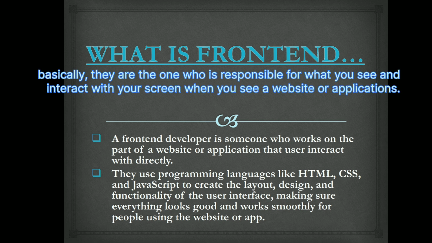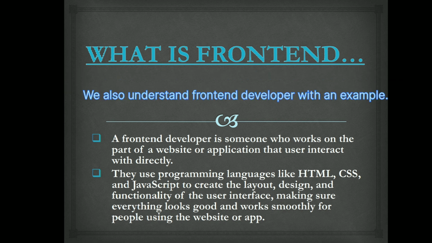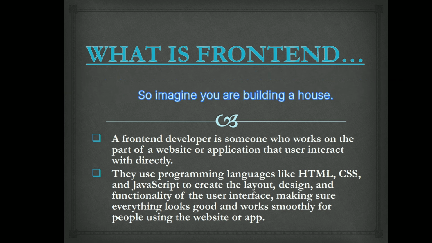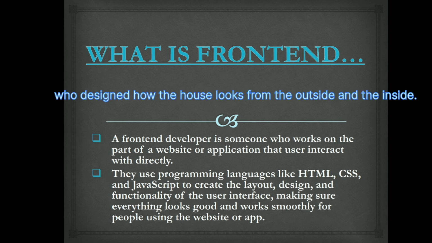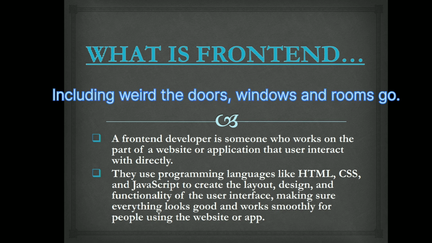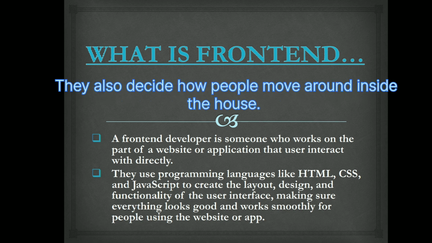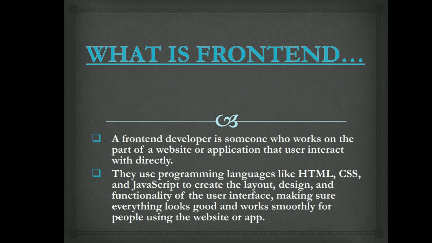Basically, they are the ones who are responsible for what you see and interact with on your screen when you visit a website or application. We can also understand a front-end developer with an example. So imagine you are building a house. The front-end developer is like an architect who designs how the house looks from the outside and the inside, including where the doors, windows and rooms go. They also decide how people move around inside the house.